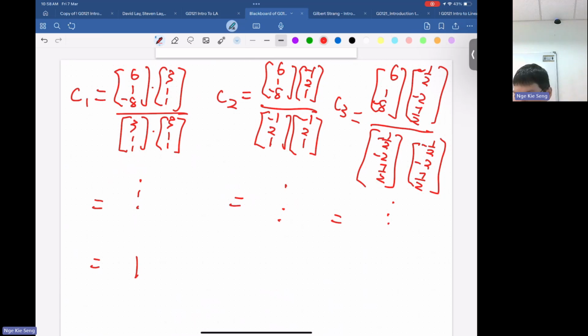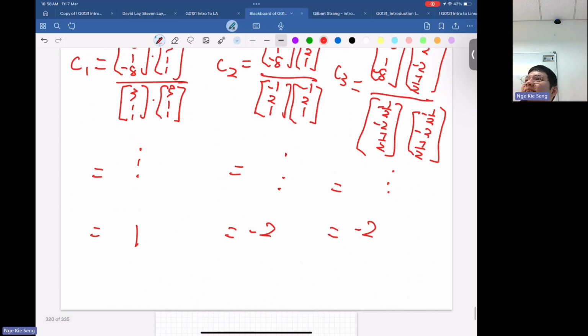So you should get 1, -2, and -2. I'm getting these numbers. What do you get? The first two are right. What do you get for the third one? -1?